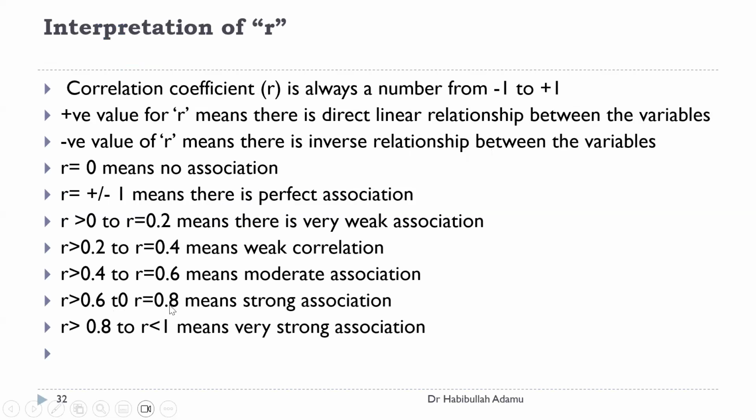The interpretation is that what? It is strong. So that means if you do your analysis and you have something like 0.65, it means there is strong correlation between the variables you are considering. That means the association is strong.